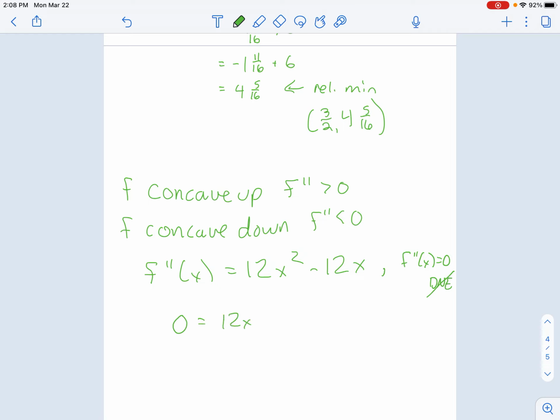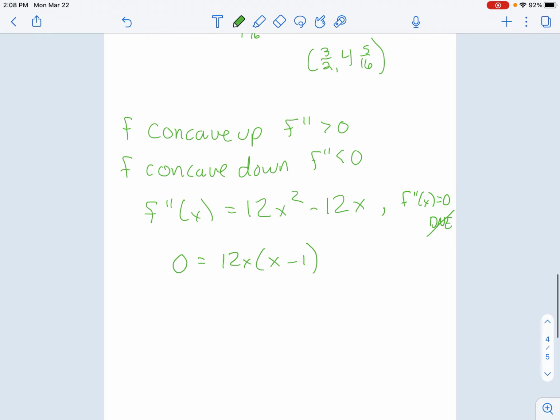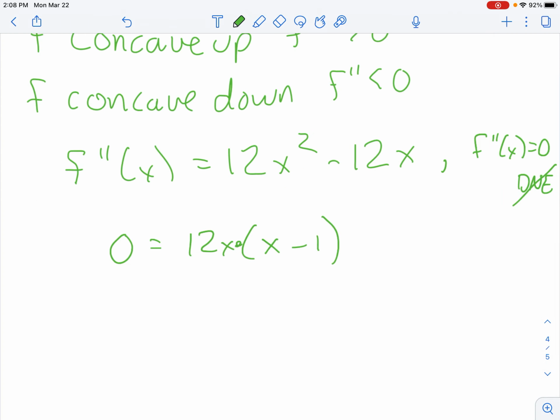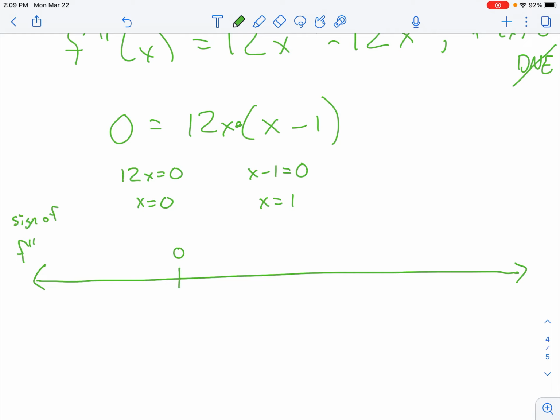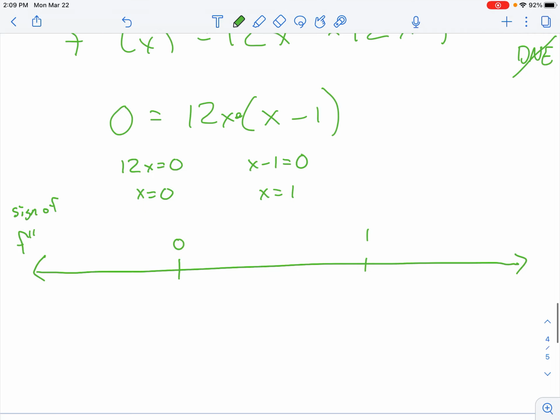I'll factor out a 12x. I'll be left with x minus 1. Again, if the product of two factors is 0, then either 12x is 0 or x minus 1 is 0. So we're looking at x equals 0 and x equals 1 as our points of interest here. So now when we do our sign chart, again, we're looking now at the second derivative, and we're going to look at 0 and 1.